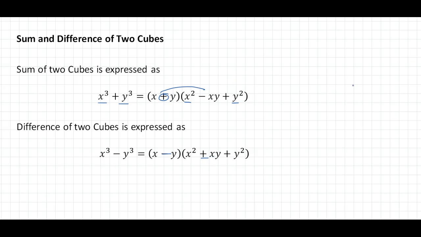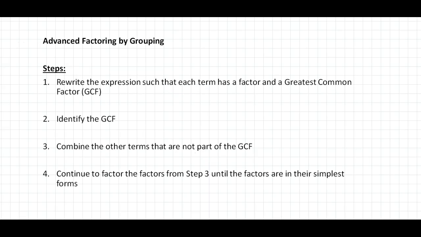So I'm going through all of this because we're going to use them for some of the examples we're working through. So let's look at advanced factoring by grouping. The method is still the same as your regular factoring by grouping. You want to first express each term so that you can find the greatest common factor, identify the greatest common factor, combine the other terms that are not part of the greatest common factor, and then in this case we're going to keep factoring until we get to the simplest forms.